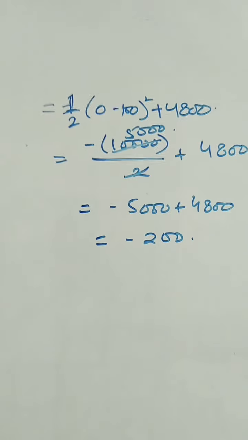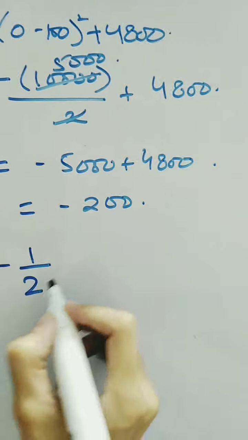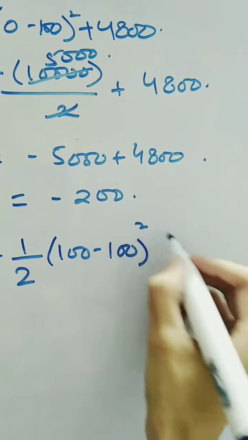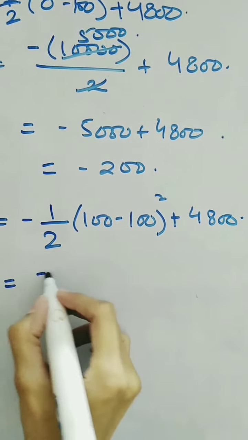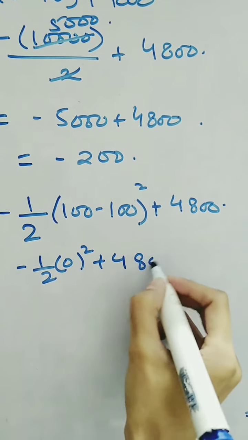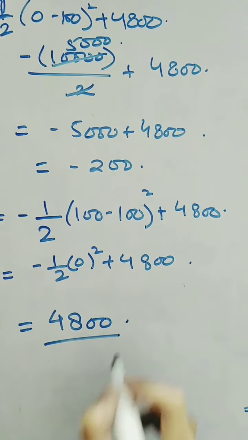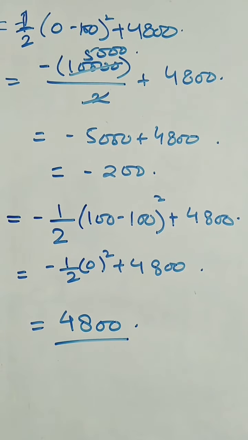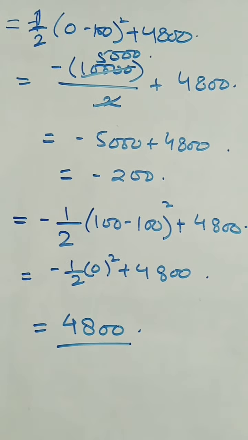But if we put the value of T as 100, now we will see how much the firm can achieve when T equals 100. The maximum profit the firm can achieve is 4800 when it is going to collect and crush 100 tons of cans each week.